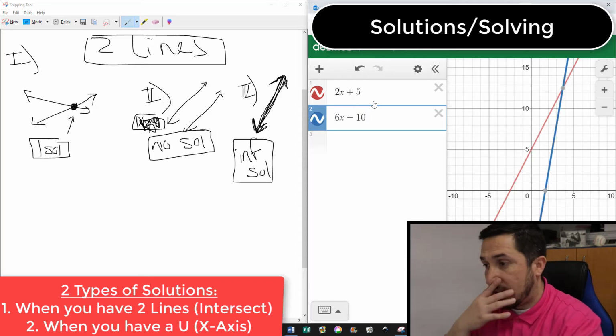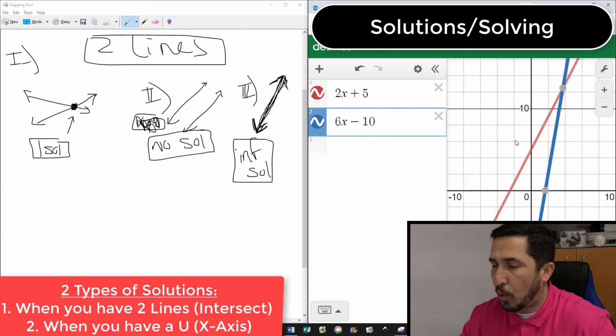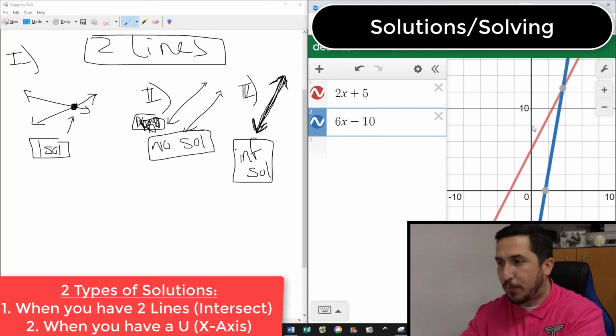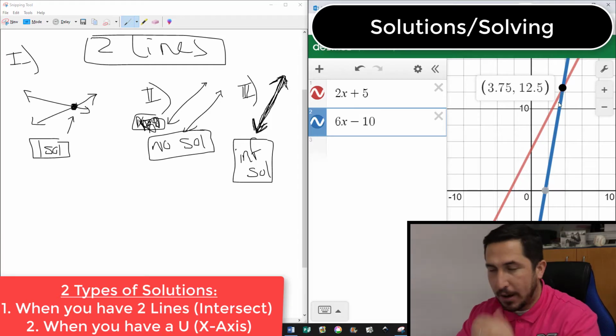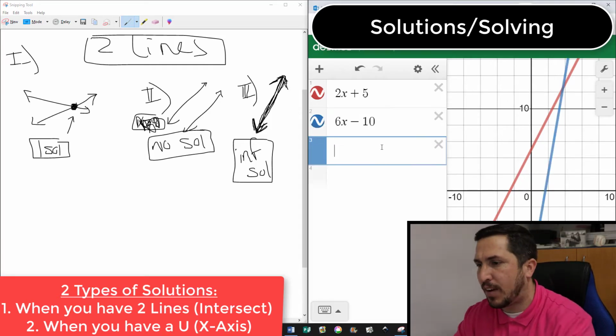Minus 10, whatever. You might have to split an equation. Now it looks like this. Okay, well, let's start. Where do I go? Whenever you see 2 lines on the graph, where do you go? You go here. Boom, here it is. My answer says 3.75 and then comma 12.5.